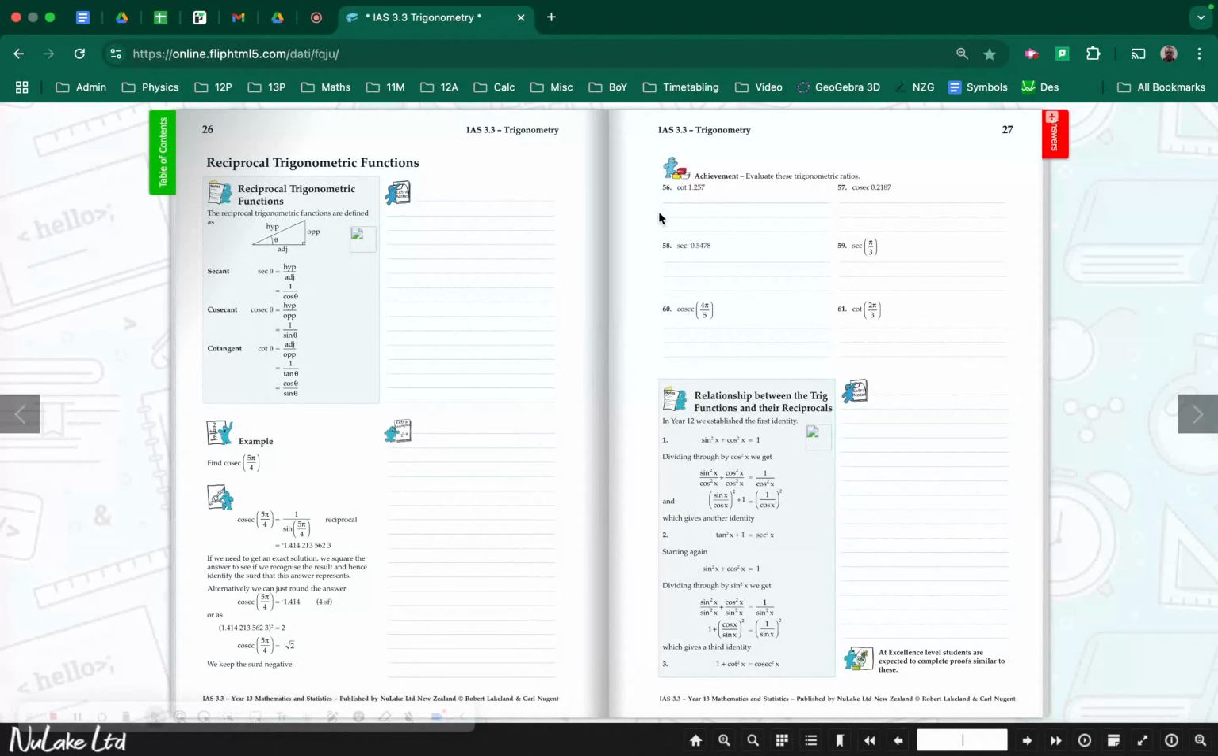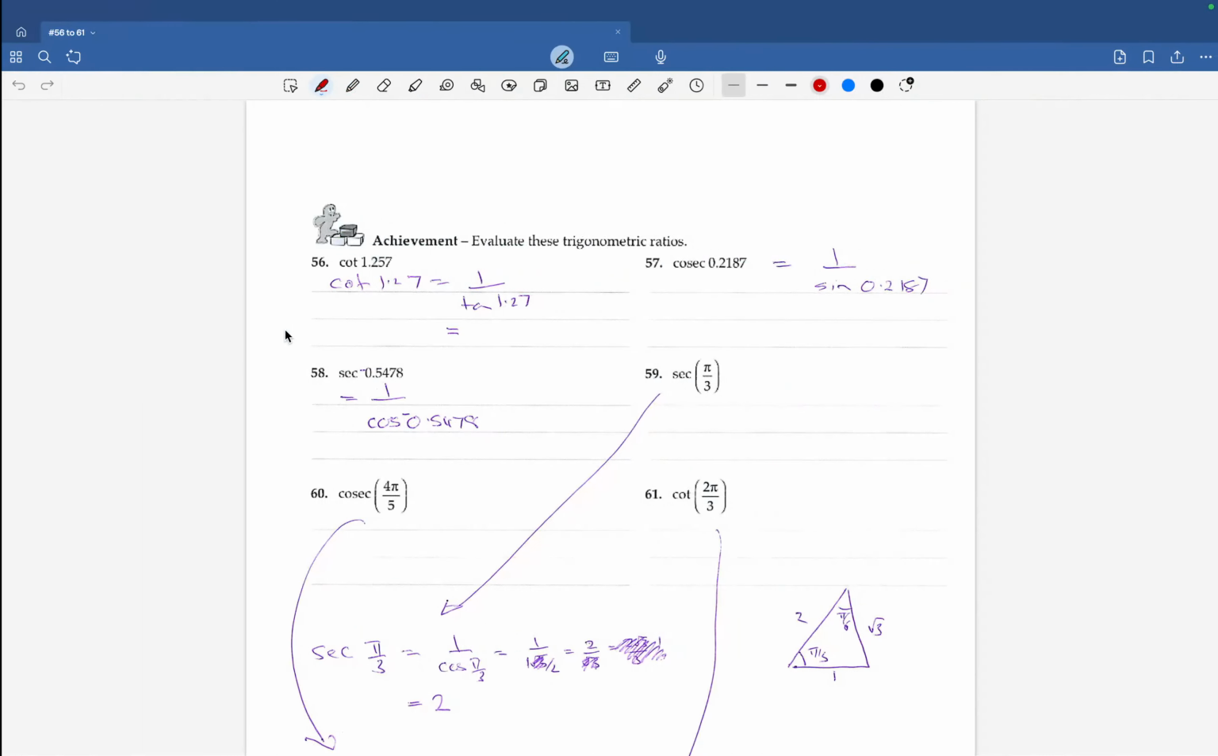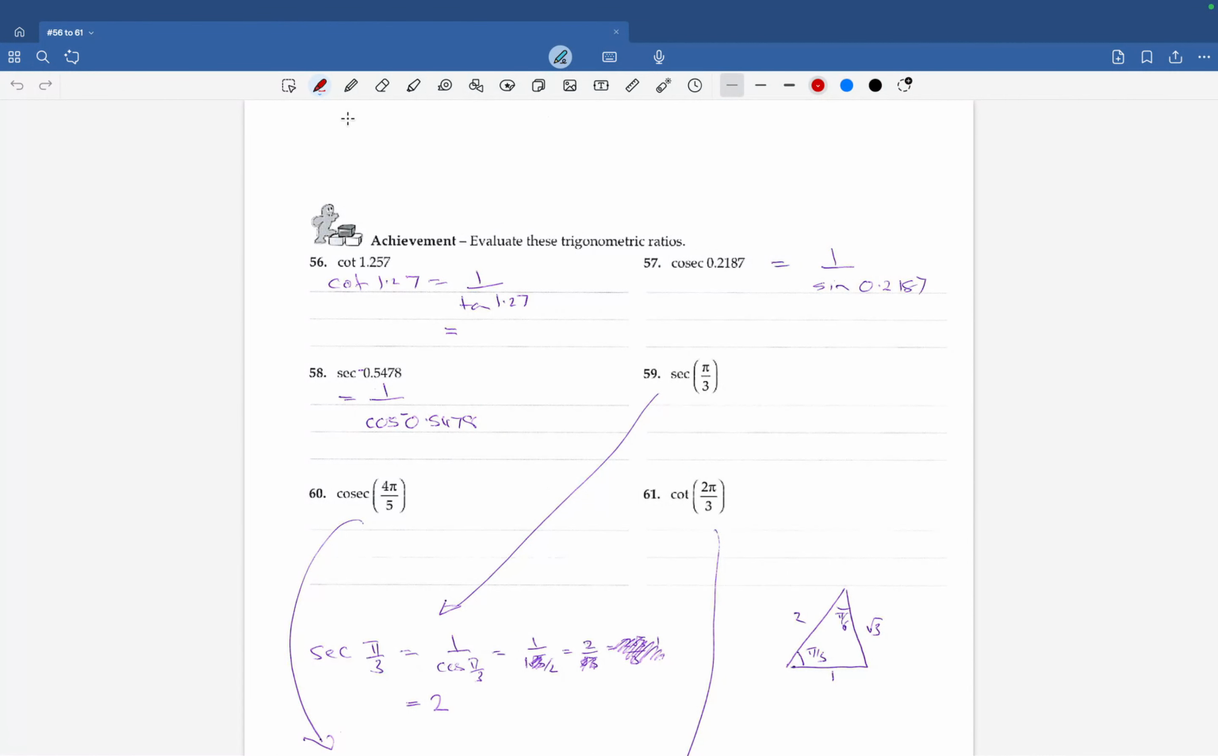Ready? This video is looking at solutions to 56 to 61. And before you do that, you do need to look at the examples here, two examples, and also look at what it actually is: secant, cosecant, and cotangent, or sec, cosec, or cot is the abbreviation there. Okay, so very quickly going through.